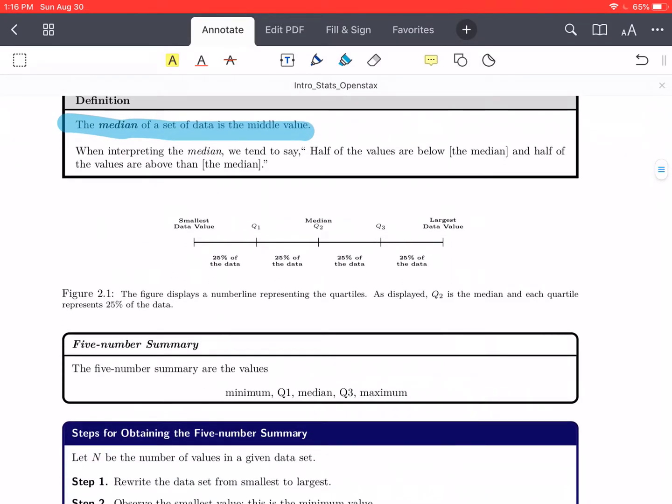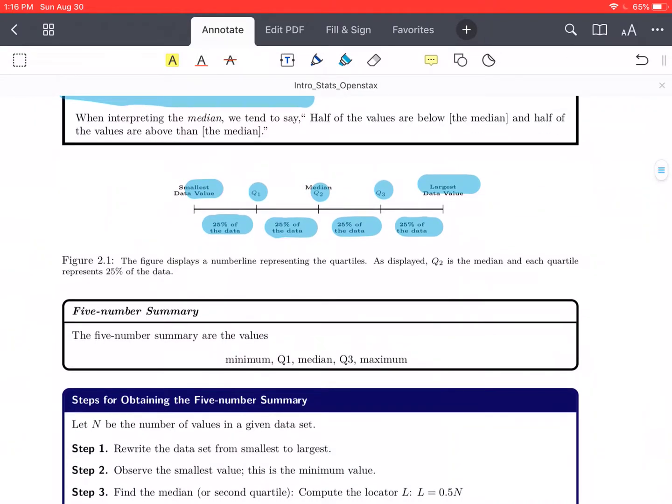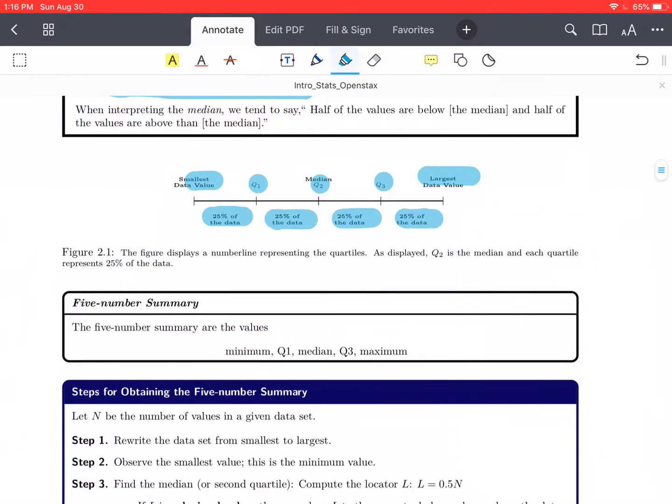Alright, so here's more of a visual representation of what the quartiles look like. So there's Q1, Q2, Q3, and we have 25% of the data blocked into these quartiles. And then of course there's the minimum and the maximum value as well. These values bring us to what we call the 5-number summary. So the 5-number summary includes the min, the max, and all 3 quartiles.